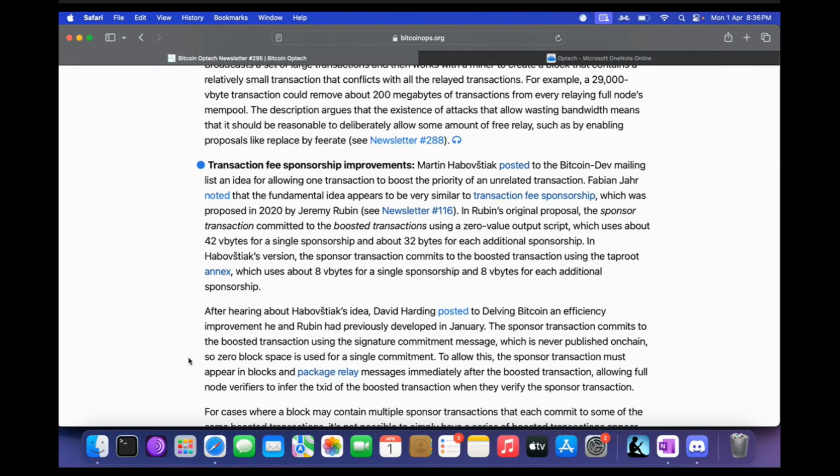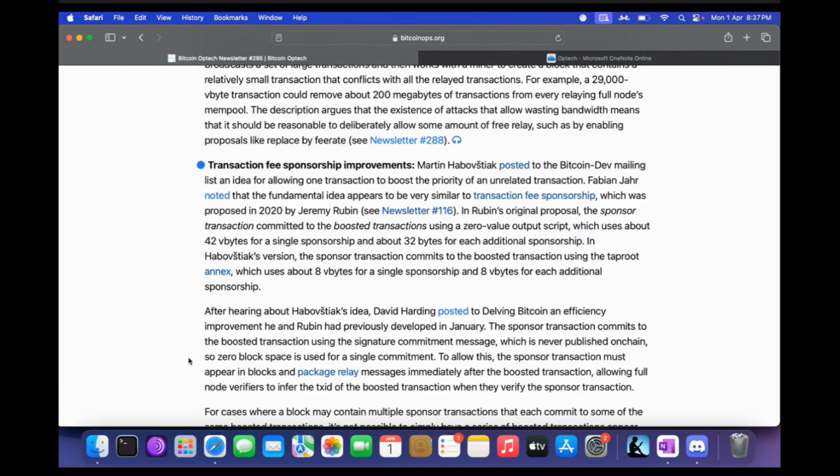But the bottom line is that they need to be included in the same block, and there needs to be a mechanism to ensure that they're included in the same block. Do you mind going over what are package relay messages? I might have heard it, but I'm not sure if I know what it is.